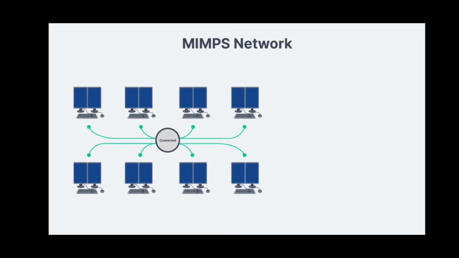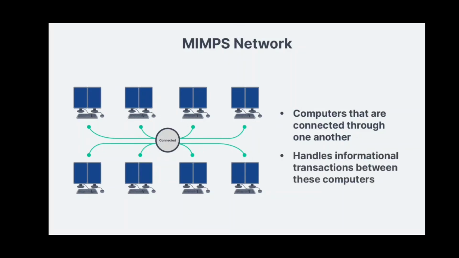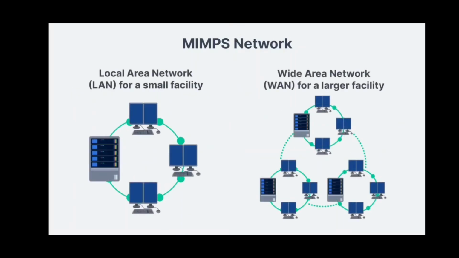To summarize all of this, a MIMS network consists of computers that are connected through one another and handles informational transactions between these computers. In a very small facility, a local area network or LAN would be used, whereas in a larger facility, a wide area network or WAN would be used.